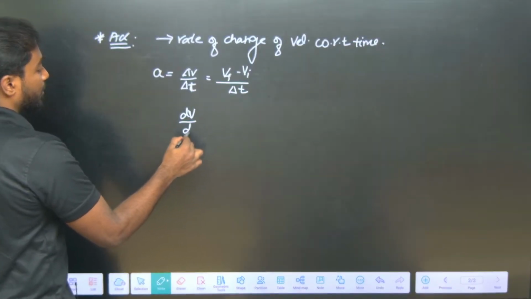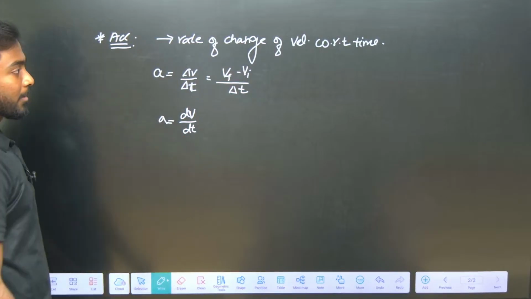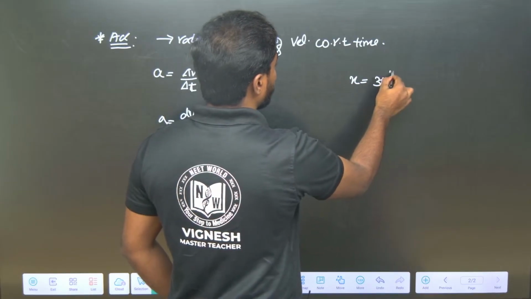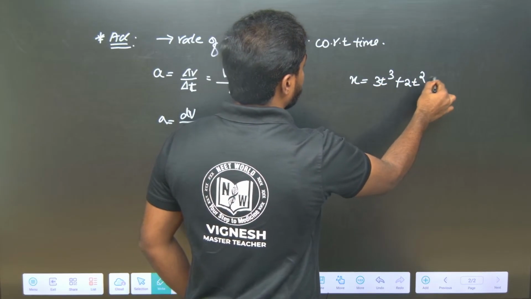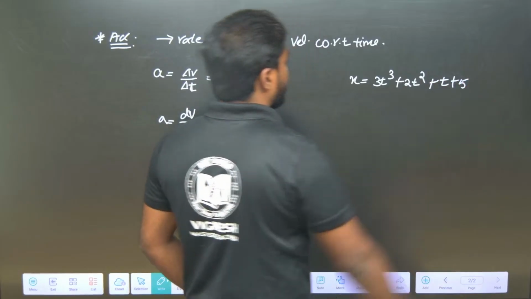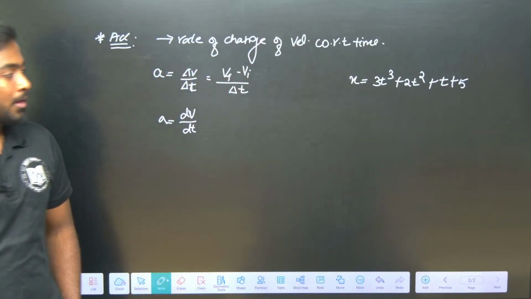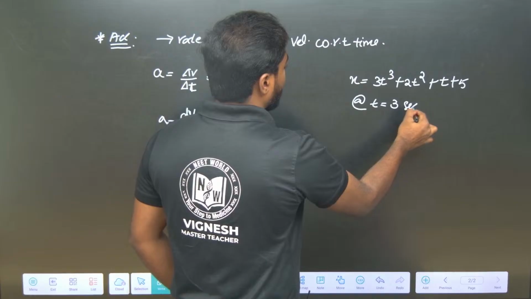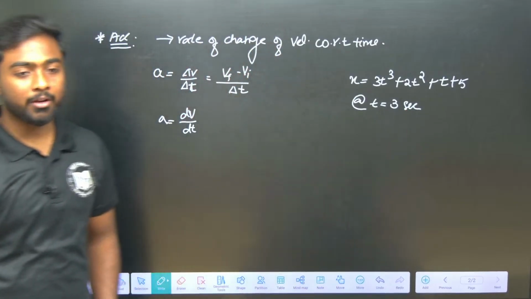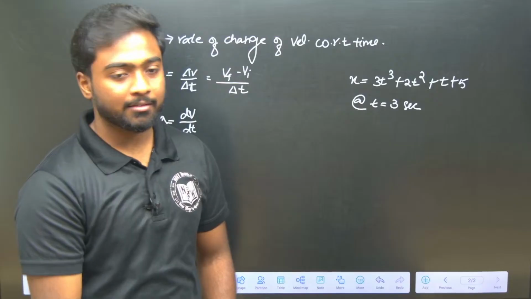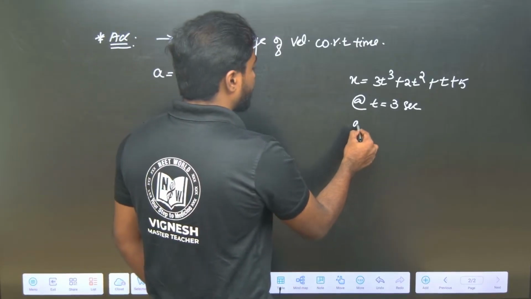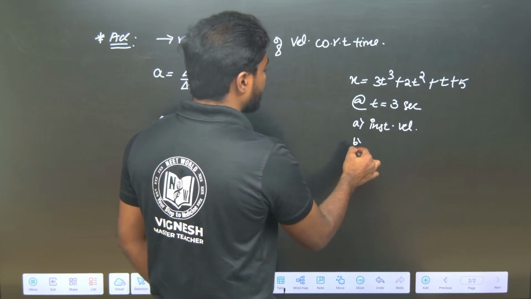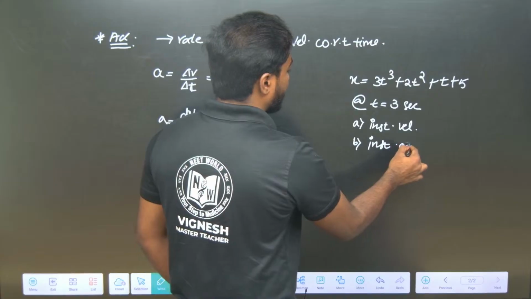For example, they are asking a question like x is equal to 3t cube plus 2t square plus t plus 5. This is the equation they have given, and at time t equals 3 seconds, what is the instantaneous velocity and what is the instantaneous acceleration they are asking. The first one is instantaneous velocity and the second one is instantaneous acceleration.